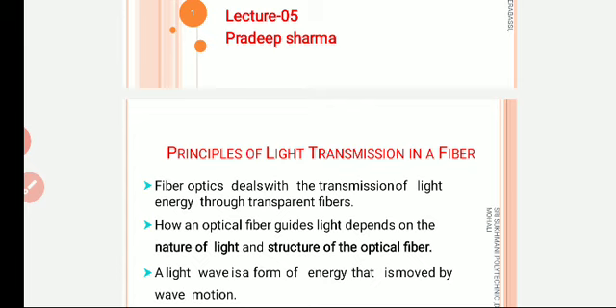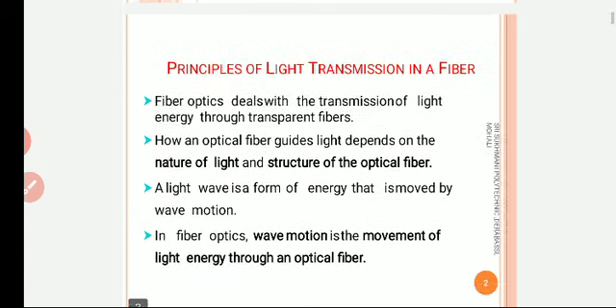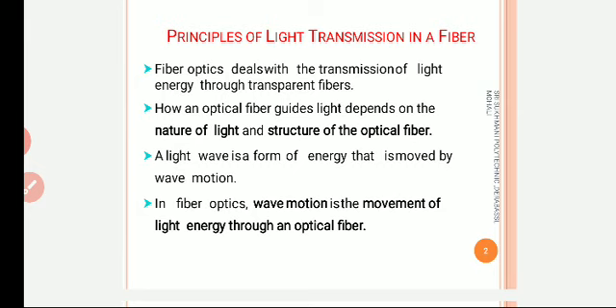We know that a light wave is a form of energy having its speed equal to 3 into 10 to the power 8 meters per second, and it moves by wave motion. In fiber optics, wave motion is the movement of light energy through the optical fiber, meaning how light with its different modes travels along the optical fiber axis.